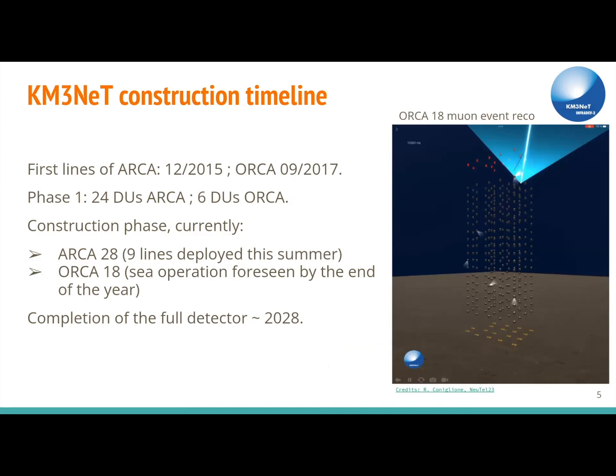And the completion of the full detector, so 230 lines for ARCA and 115 for ORCA, is foreseen for 2028. But we are already taking data. And here you can see one muon track being reconstructed with ORCA 18.